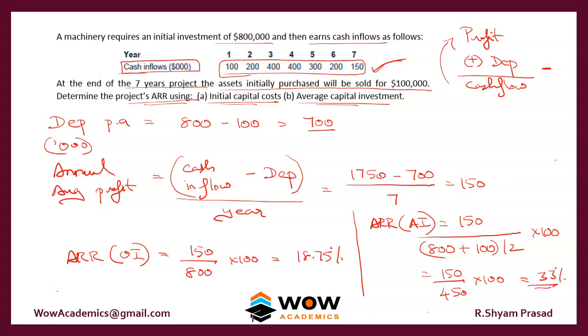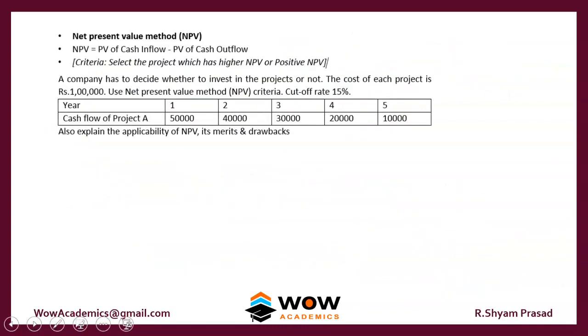Okay. So we've done both methods and we got the answer. So that's how you have to work. So always ARR uses the profit, not the cash flow. If they give cash flow, find out the profit. So hope you have understood. We'll go on to the next method.